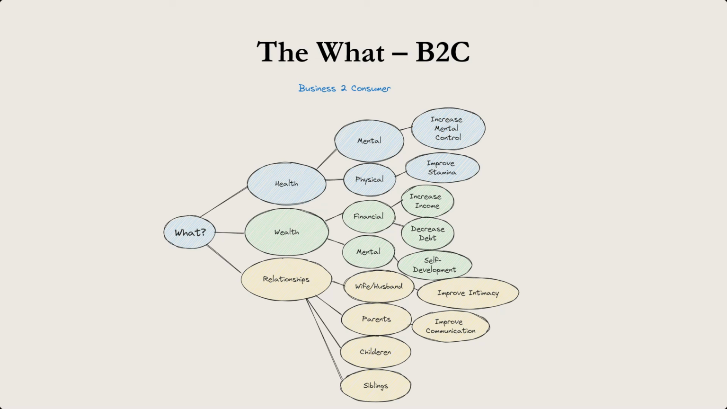Then another layer deeper. You look at, for example, what you're specifically doing. For example, do you improve wife and husband relationships by improving intimacy or by improving communication? Or do you improve financial wealth by investing or teaching, increasing income and decreasing debt? So there are a lot of combinations possible. So this model helps you to find what you want to serve others with.